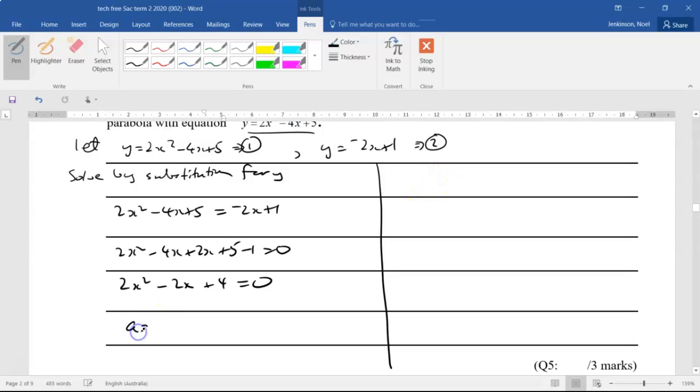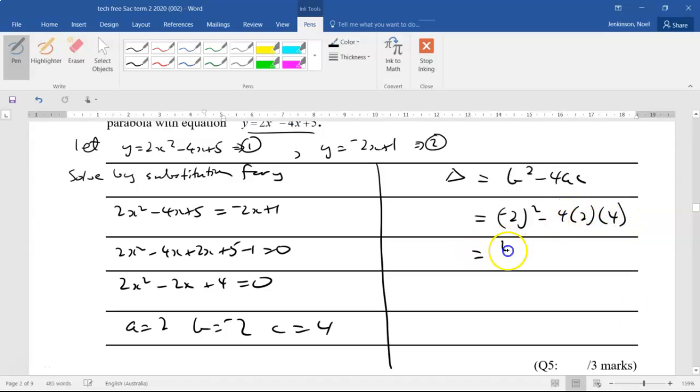I'll let A equal 2, B equal minus 2, C equal 4, and I'll sub them into the discriminant, which is b squared minus 4AC, which is minus 2 squared minus 4 times 2 times 4, which is 4 take 32. Well, it's negative. It doesn't actually matter what negative number it is. It's negative 28. Therefore, no solutions.